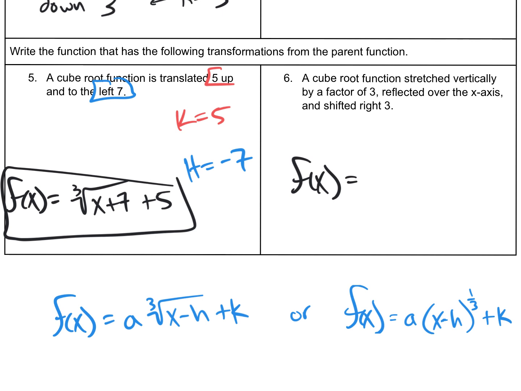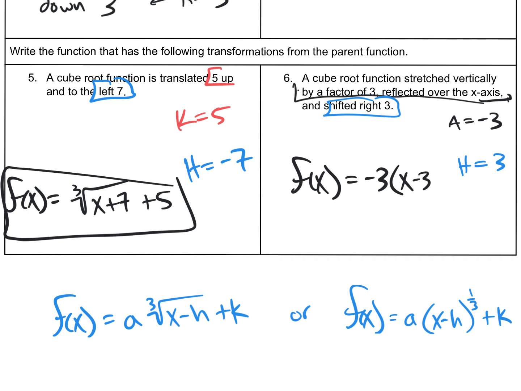So the vertical stretch by a factor of 3, I know is going to affect my a value. It also tells me it's reflected over the x-axis, so I know that my a value has to be a negative value. So both of those first two really are affecting the a value. And then lastly, our shift to the right 3 will take me to the h value of a positive 3. So here for our function, we'd have our -3 in front of the parentheses, x minus 3 in the parentheses to the 1/3 power. Here there were no shifts up or down, so we don't need any k value.